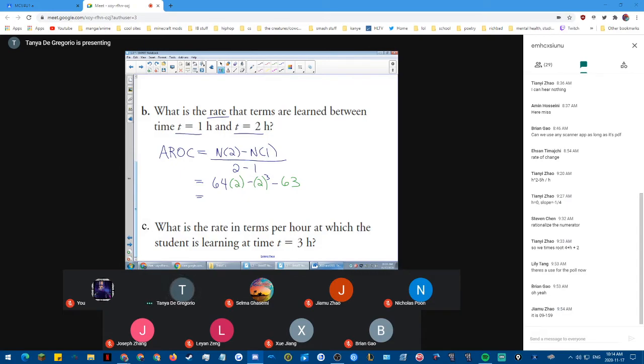How many terms? Go ahead. 57. Okay? Terms per hour. Don't forget your unit.